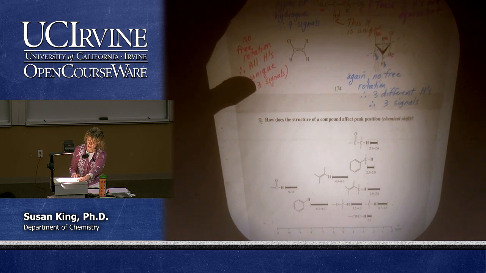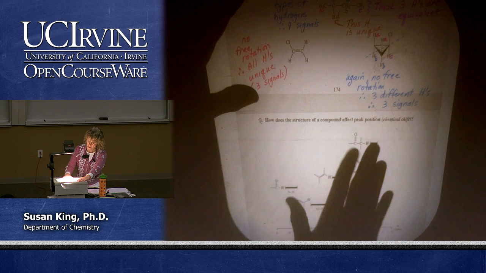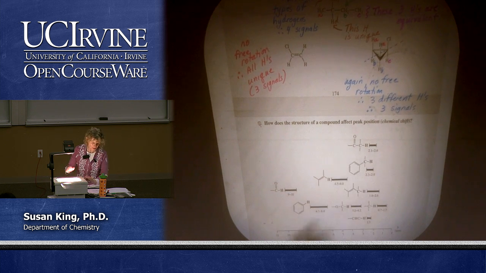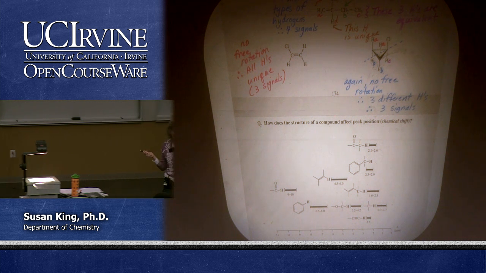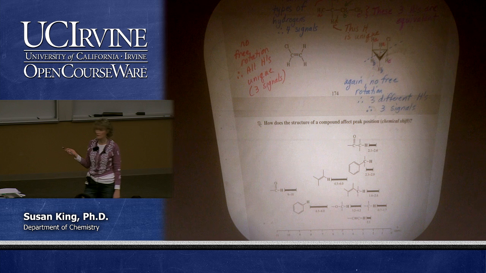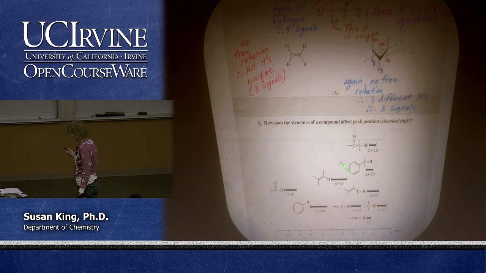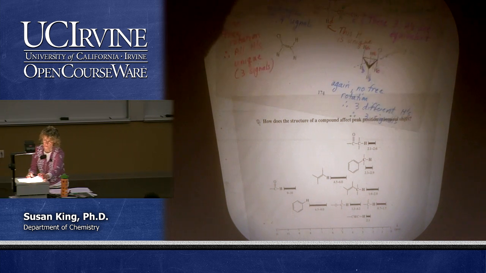All right, how does the structure of a compound affect peak position, chemical shift? This is a chart that kind of gives you an idea. This tells you the environment of the proton. Do I want you to memorize this chart? No, this is actually going with your final. You will have this as part of your final. Okay, so we have the top and the bottom here.